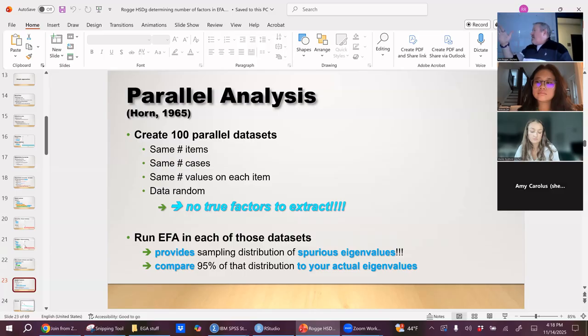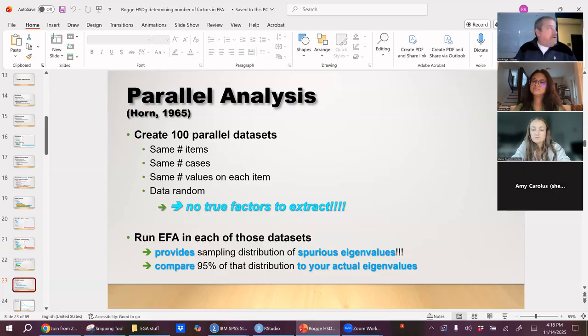You take the 95th percentile and you say, okay, out of these 100 first eigenvalues, the 95th percentile is 1.4. So anything above 1.4 on the first eigenvalue must be real. The second eigenvalue, those 100 second eigenvalues, the 95th percentile is 1.2. Anything above 1.2 on the second eigenvalue is real. Does it make sense to everybody?